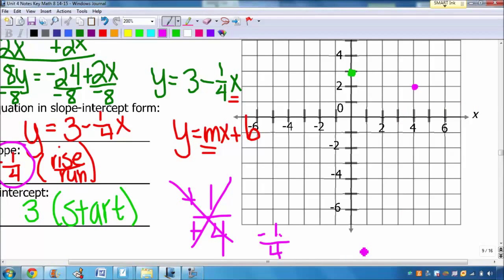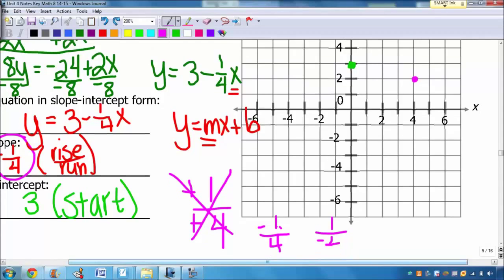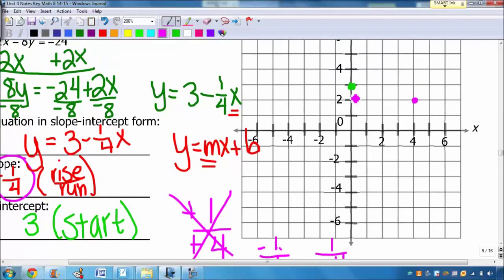Well, I can make the 1 positive. But if I make the 1 positive, that means the 4 has to be negative. So I'm going to go the opposite direction. Okay, again, only one of these numbers is allowed to be negative. So if I make the 1 positive, my rise is up 1, and then my run is to the left 4. So 1, 2, 3, 4. I'll go to the left 4 right here, and I will put a dot right there. So there is my line right here.